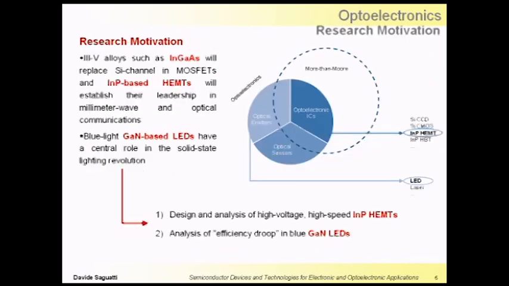So the research motivation combines the optoelectronic fields with the More than Moore dimension. More than Moore shares the three main parts of the optoelectronic fields, which are emitters, sensors, and ICs. Among the ICs, we can find silicon CCD, CMOS, as well as indium phosphide HEMTs and HBTs. The indium phosphide HEMTs have been the first device investigated during the research activity, while the second one can be found among the emitters, which is the light-emitting diode.